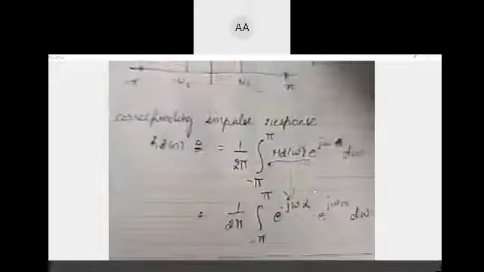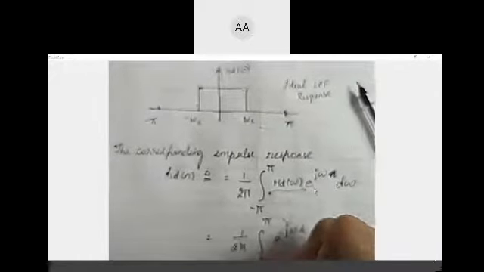e power minus j omega alpha, because it is given in this range. So if I substitute this, what happens to this limit? The moment I substitute this, something happens. The limit, you can see, varies for mod of omega less than omega c. So instead of minus pi to pi, the limit changes to minus omega c to plus omega c.